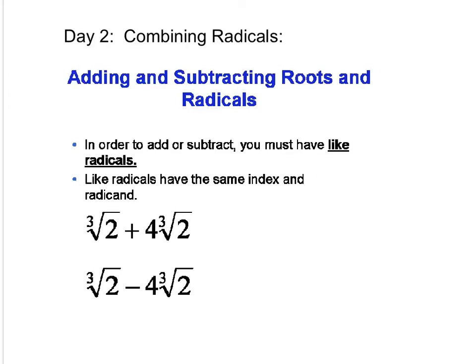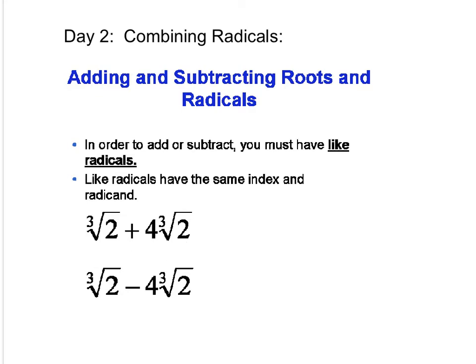Okay, combining radicals: adding and subtracting roots and radicals. In order to add and subtract radicals, they must be like. Like radicals must have the same index, meaning this little number up here must be the same, and the radicand, the number inside the radical, must be the same as well.